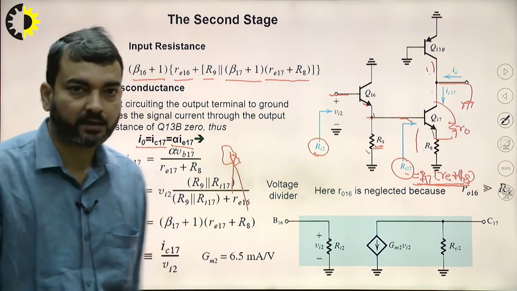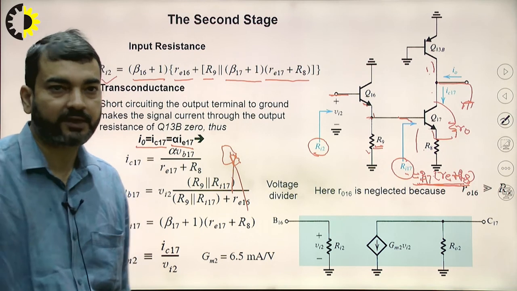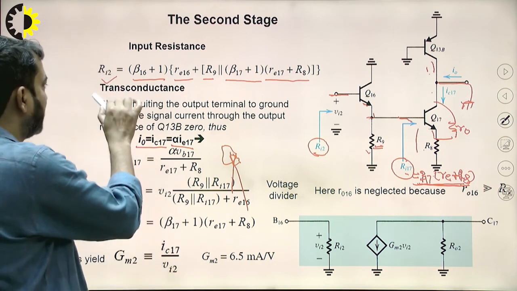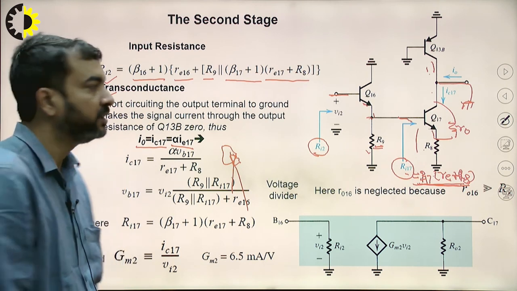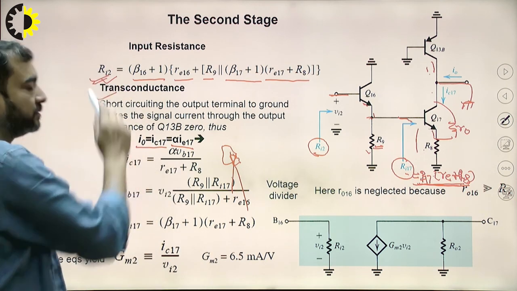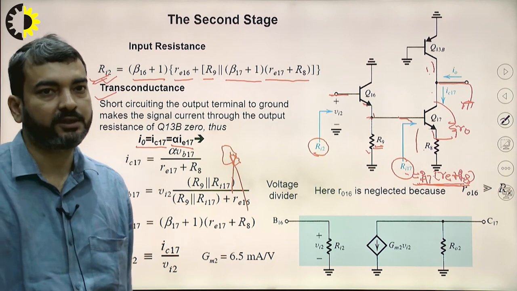Due to paucity of time, we will continue this calculation of the short circuit transconductance in the next lecture. So today we will finish up to the calculation of the input impedance Ri2.